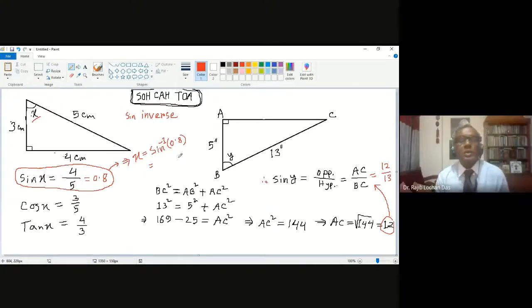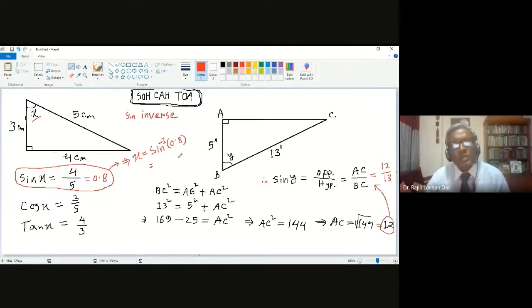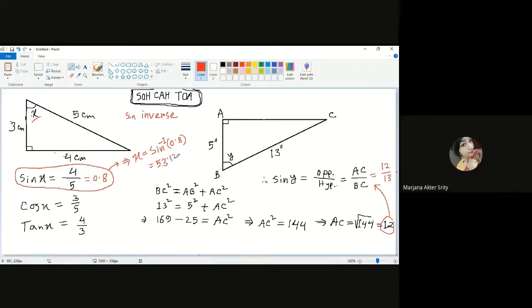So can you find it out from your calculator? Sir, 53 degree. 53.13 degree. So what about other persons? Do you find the same answer? 53.13 degree. Yes, sir.